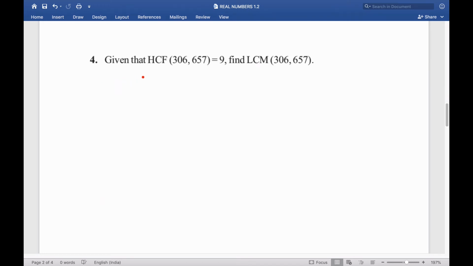Question 4, he has given us the HCF of these two numbers and he's asking us to find the LCM. So we know HCF into LCM is equal to product of numbers, so we can say LCM is nothing but 306 into 657 upon 9. So I can easily solve this. We can either multiply and then divide, and my answer will come out to be 22338. That's it. Question 4.